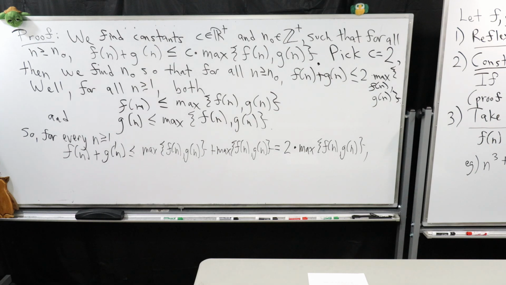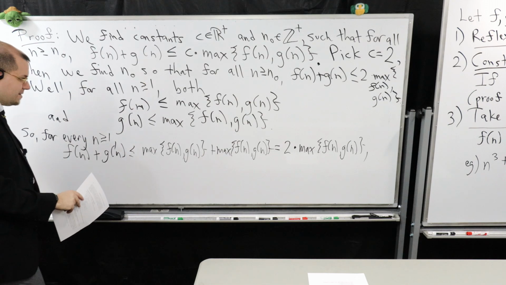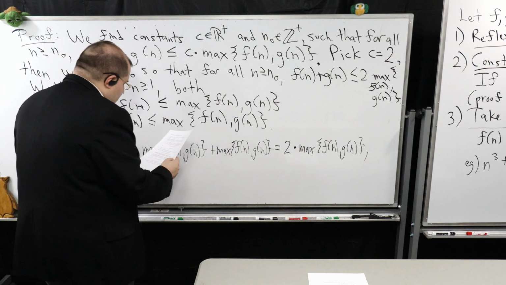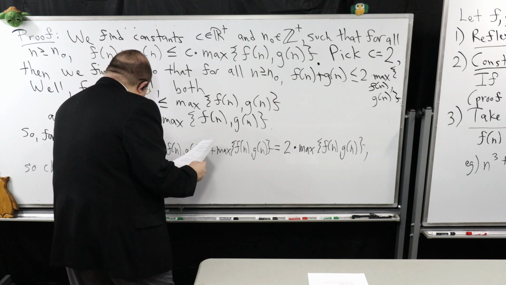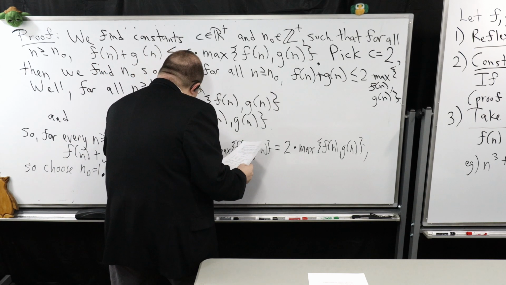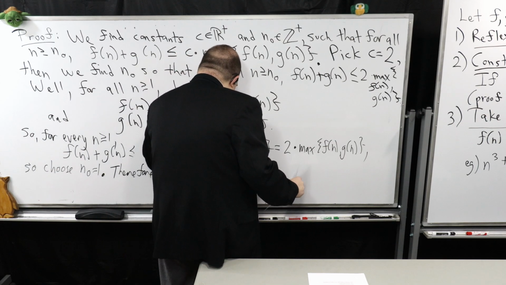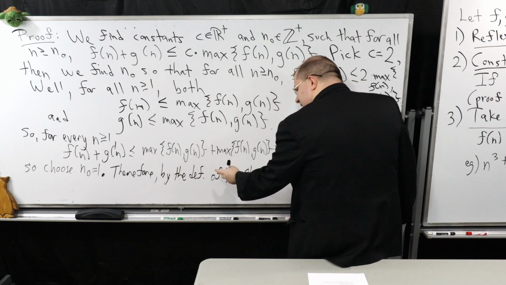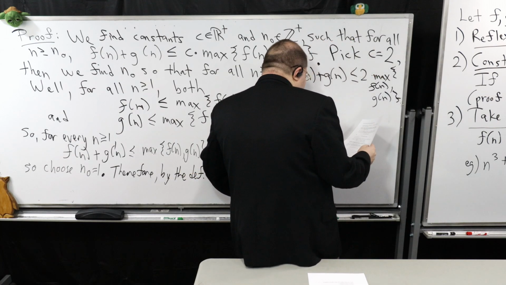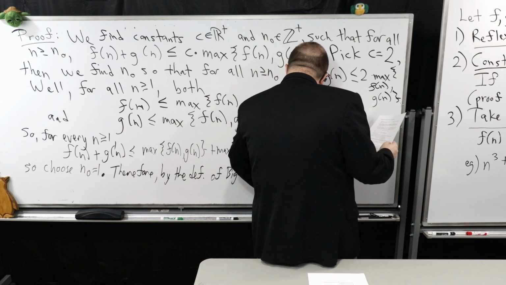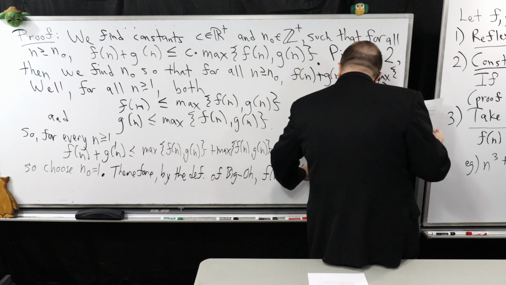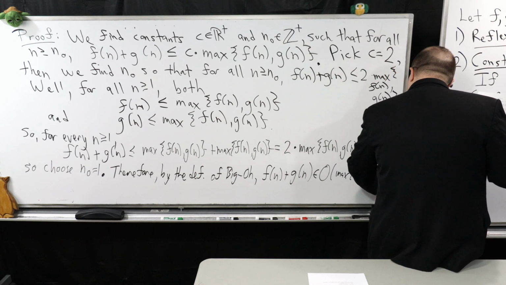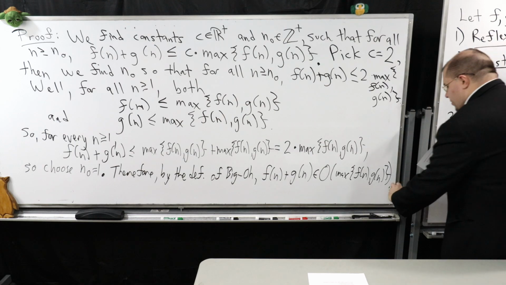What's n0 here? It's 1. Yes, it is 1. So choose n0 is equal to 1. Therefore, by the definition of big O, because remember, we have to invoke the definition of big O at some stage of this, because I found C and n0. Those are for my definition. Therefore, by the definition of big O, f plus g is big O of the max of f and g. And that's the end of the proof, believe it or not.